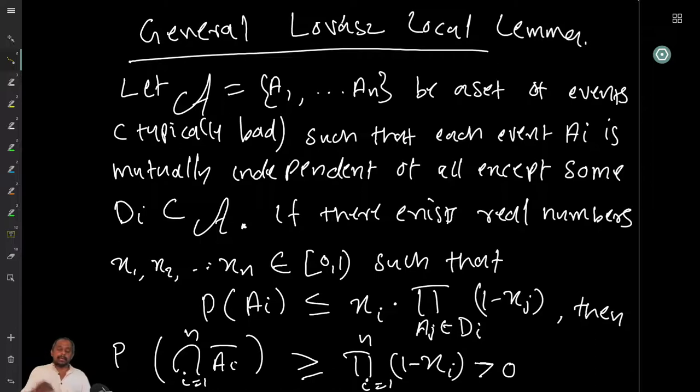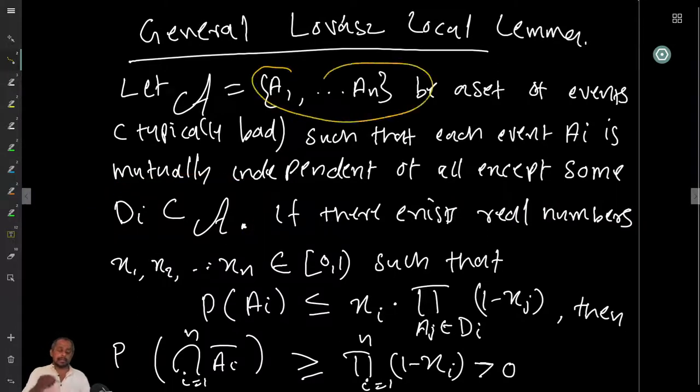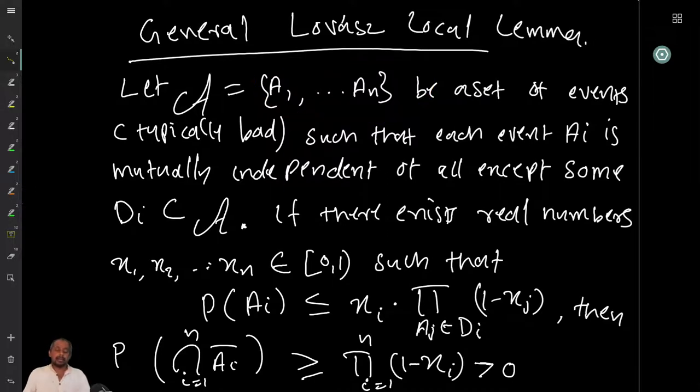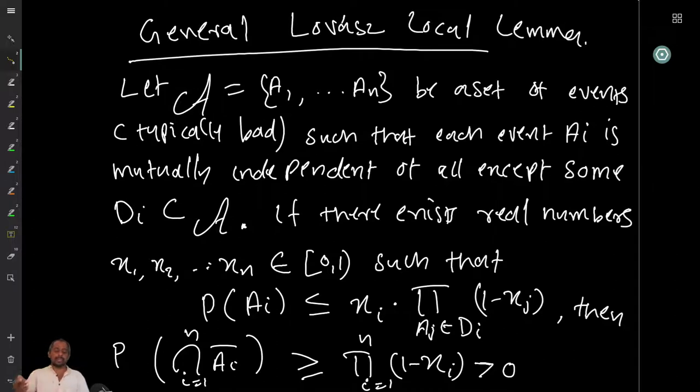So let A1 to An be a set of events such that each event Ai is mutually independent of all events except some subset Di of A. So Di is some subset of A1 to An, and for each Ai we can associate a Di. What happens to Ai can only affect elements in Di. The events in A minus Di are all mutually independent with Ai. Whatever happens there is not going to affect Ai, and Ai is not going to affect any of them.